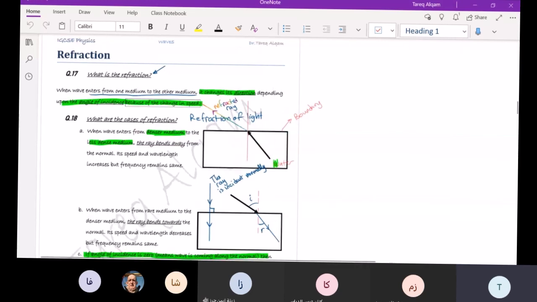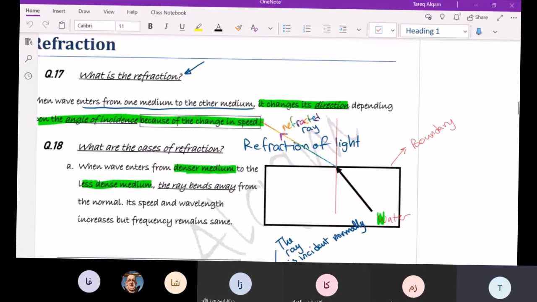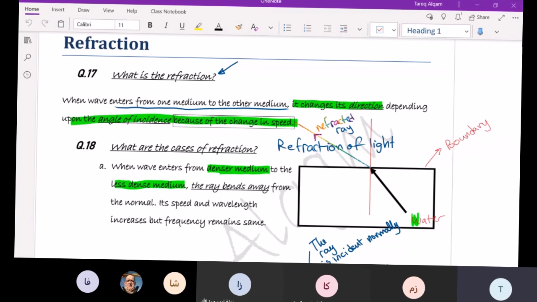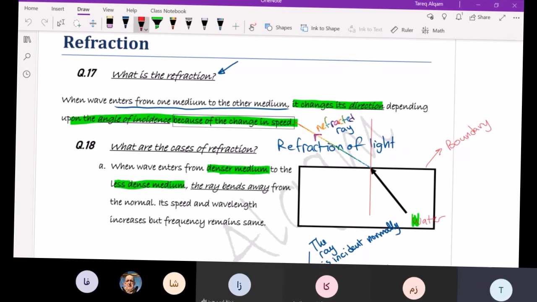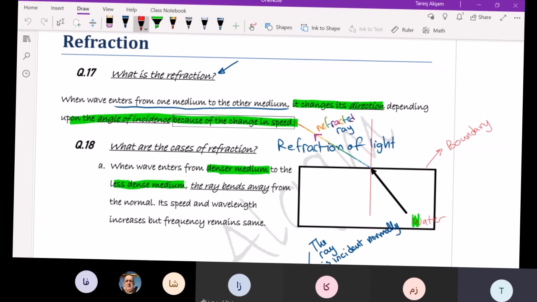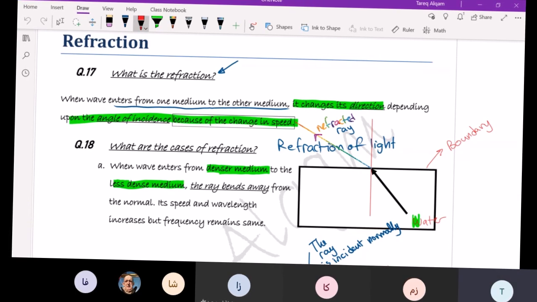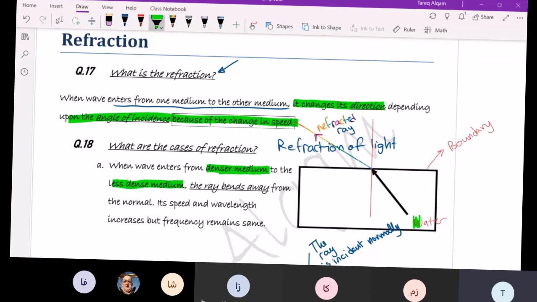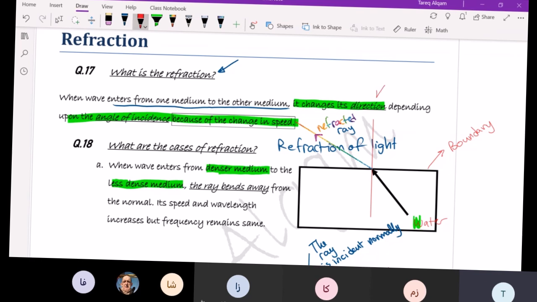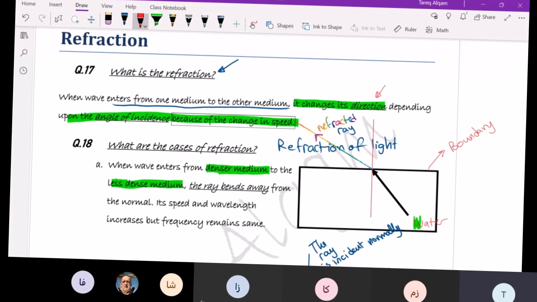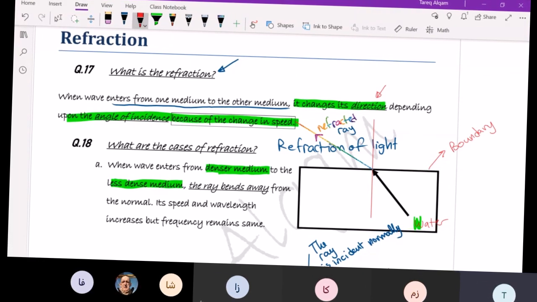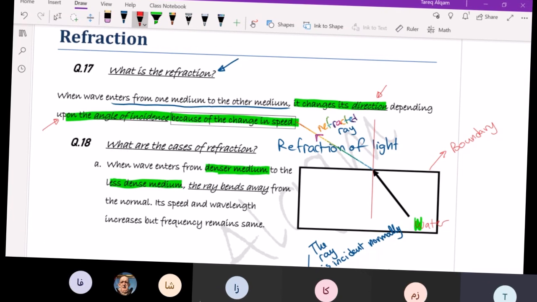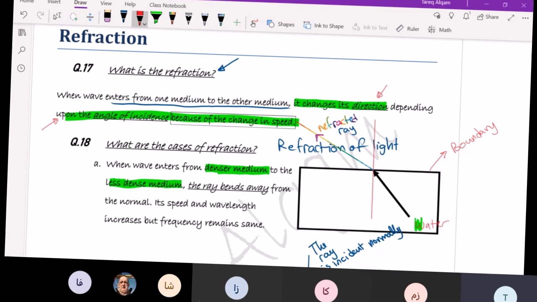The second behavior of the waves when they meet a boundary is the refraction. The refraction takes place if the waves enter from one medium to another. So there's a change in direction. It may change its direction depending upon the angle of incidence. Please pay attention to the screen, guys, because of the change in speed.